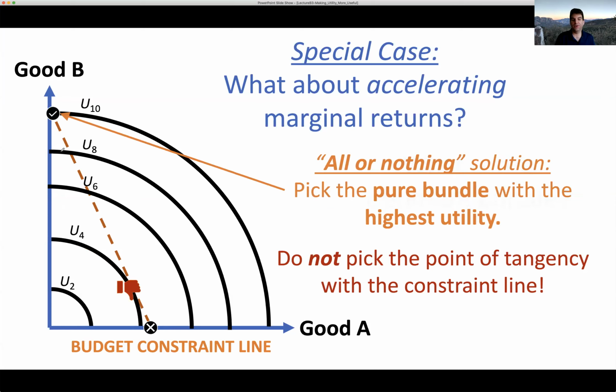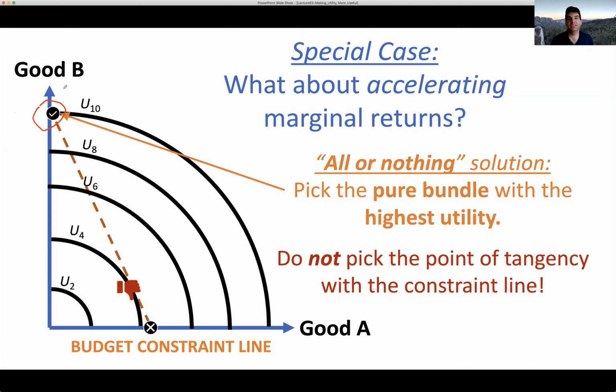In the end, what we do for accelerating marginal returns is a so-called all or nothing solution. We look at both pure bundles, we have to evaluate both of them, and we pick the pure bundle with the highest utility. In this case, it happens to be pure B, and so we're going to choose pure B.